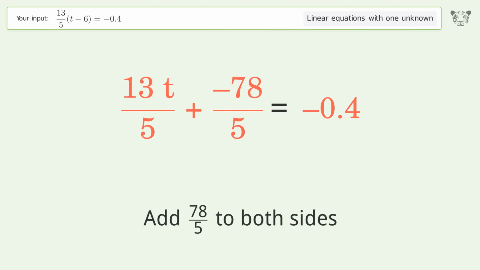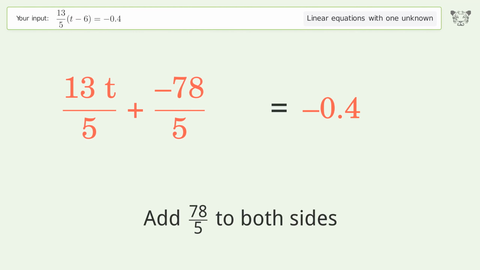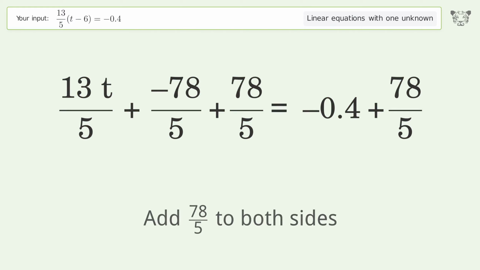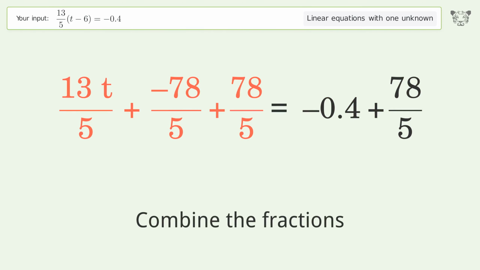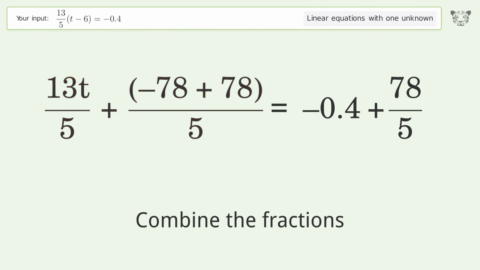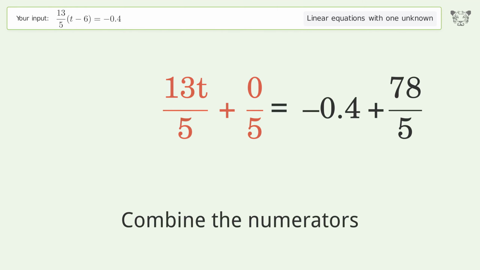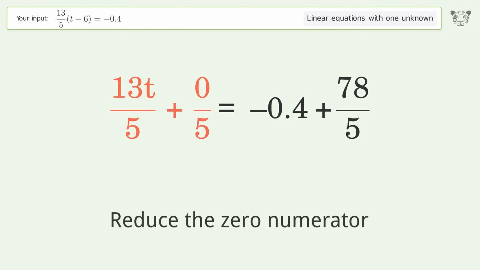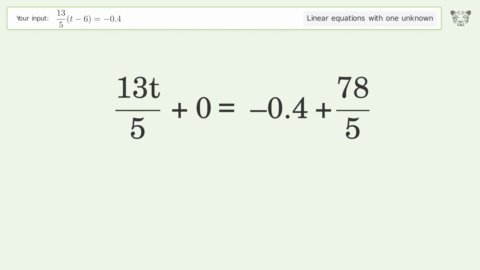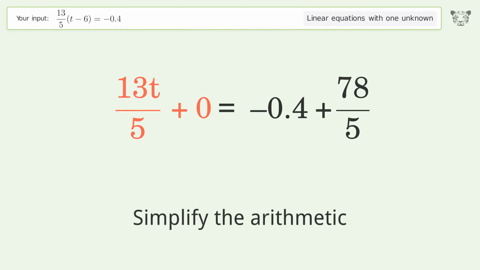Add 78/5 to both sides. Combine the fractions. Combine the numerators. Reduce the zero numerator. Simplify the arithmetic.